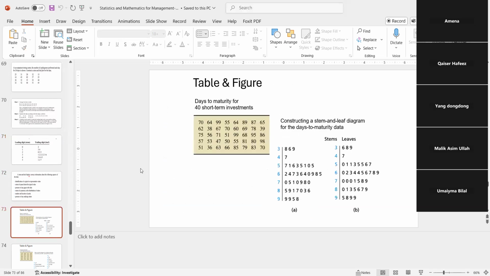Let's look at some more graphs of this type. For this case, we have the data set for some short-term investments. 40 short-term investments are to be plotted using the stem and leaf chart. What we did is we first noted off the stem.